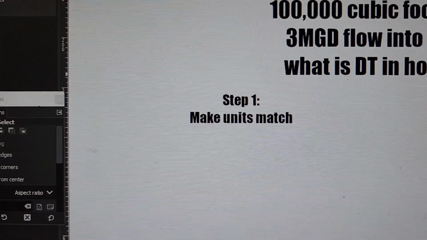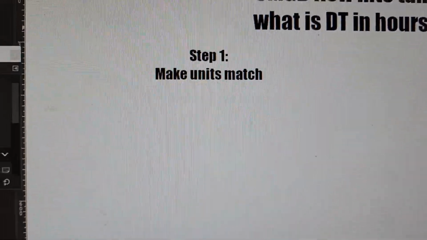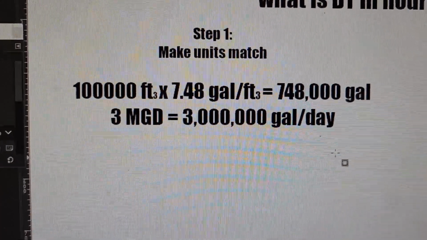So the first step that you got to do is you got to make your units match. You have 100,000 cubic foot, 3 million gallons a day. How do we make these things match? Well, we're gonna meet in the middle. We're gonna convert both of them to gallons.